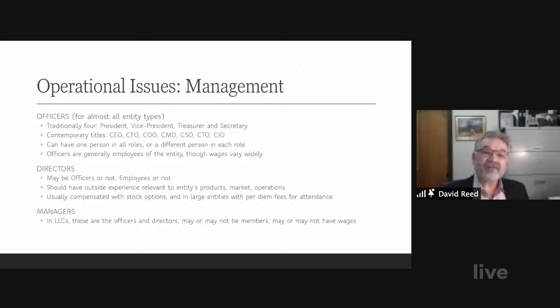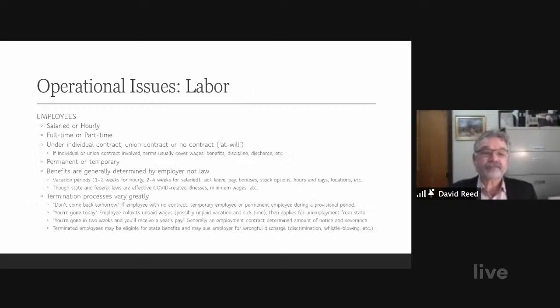We have a lot of larger companies that seek directors from outside their entity, but familiar with their industry, who can provide them with guidance. And then in LLCs, you have managers who are managing the LLC, who may or may not be members. It depends on the operating agreement and how it's drawn up. And they may or may not draw wages. Again, it depends on the operating agreement.